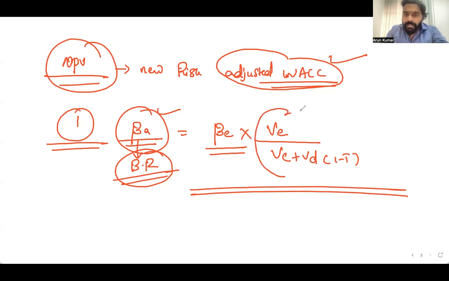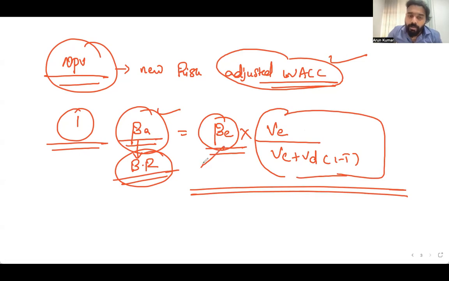Basically, we assume that this equity beta considers both financial risk and business risk. This equity beta includes financial risk and business risk. Then we multiply that equity beta by the proportion of equity, so we are just taking out the portion of business risk from beta E. That's what we actually mean by this equation.